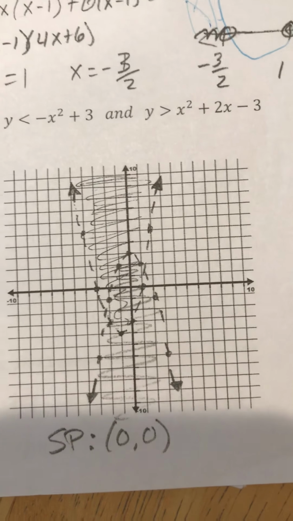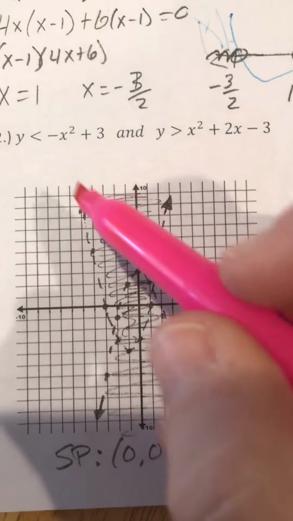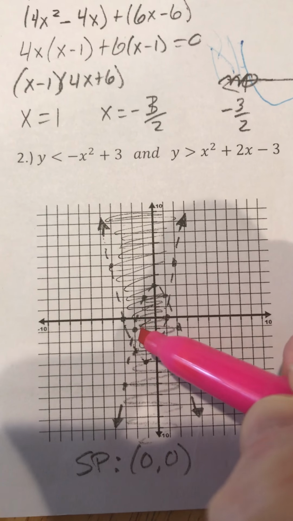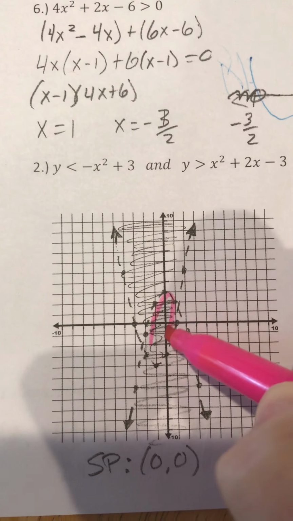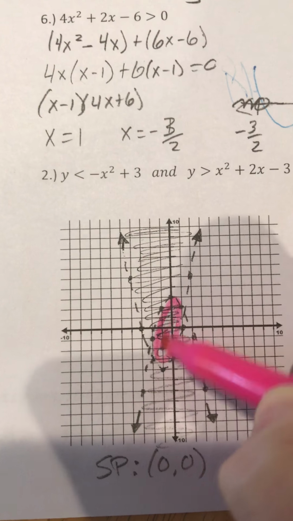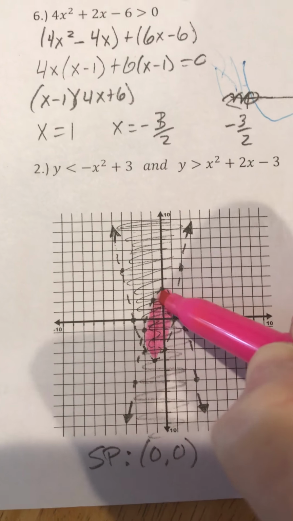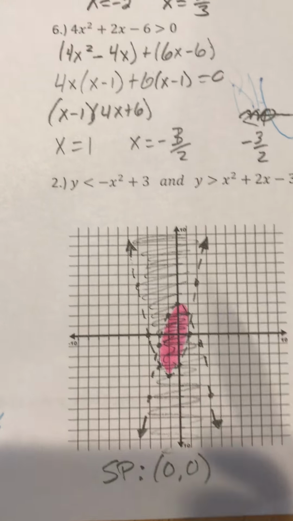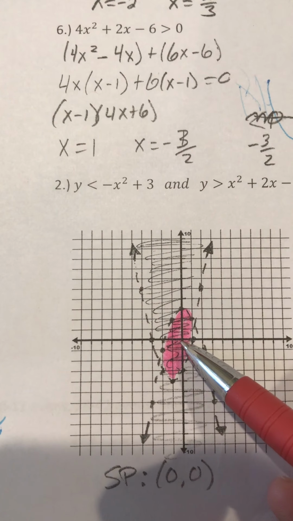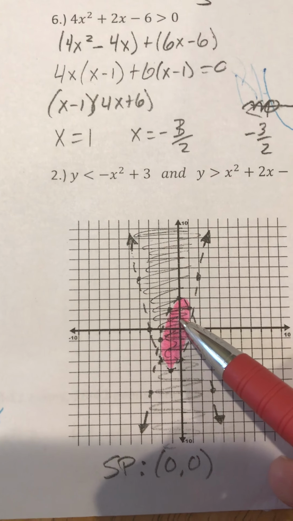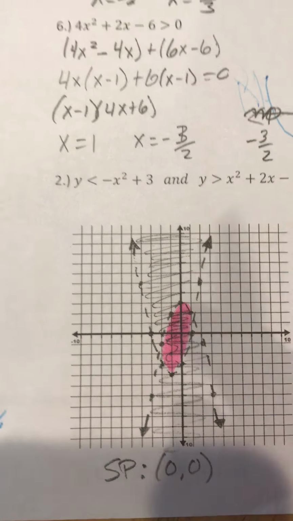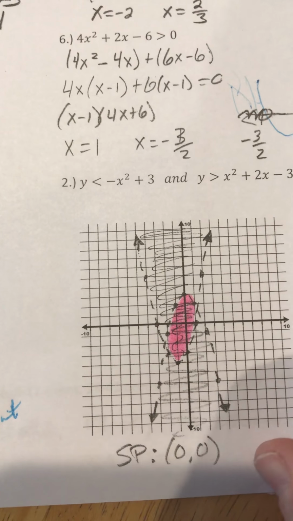So here's the answer to number 2, our solution point. Again, you can see we had shaded up and down, and this is our solution area. What made sense here, I love to use 0, 0 if I can. 0, 0 is right here. It's clearly in the region. Again, I wouldn't pick something that's right on the edge because it might not work.